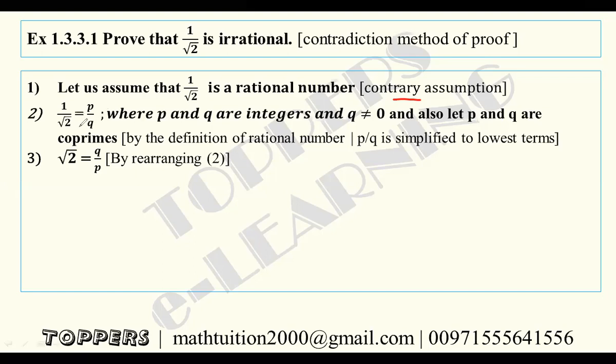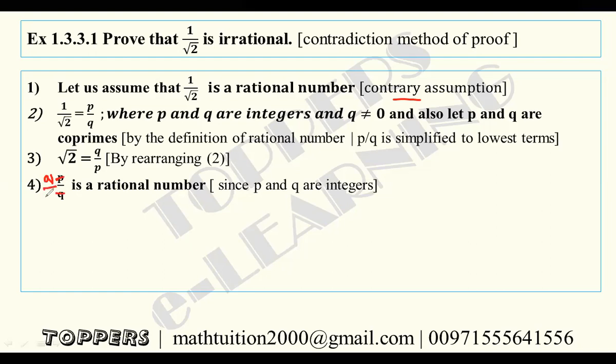So, third step. By rearranging, we can reciprocate 1 by root 2. So root 2 by 1 is root 2. P by q on reciprocating will become q by p. So we got root 2 equal to q by p by rearranging the second statement. Now, there is a mistake here: it is not p by q, it is q by p.